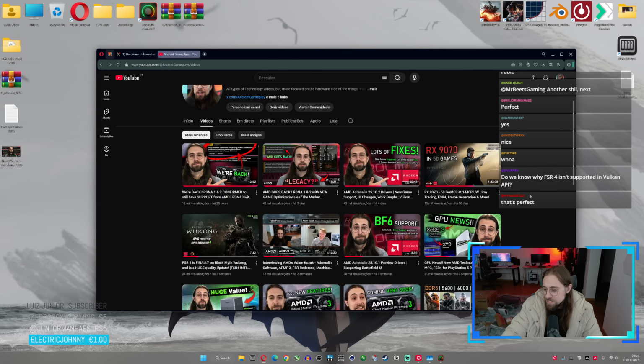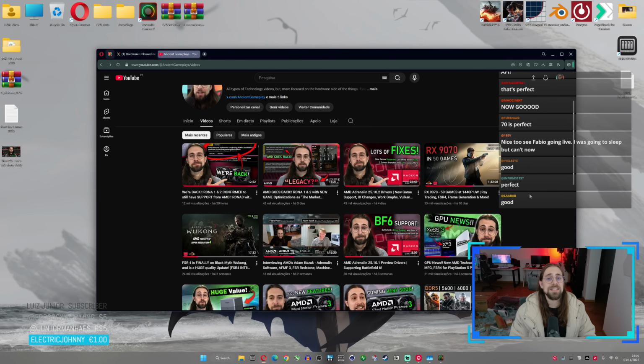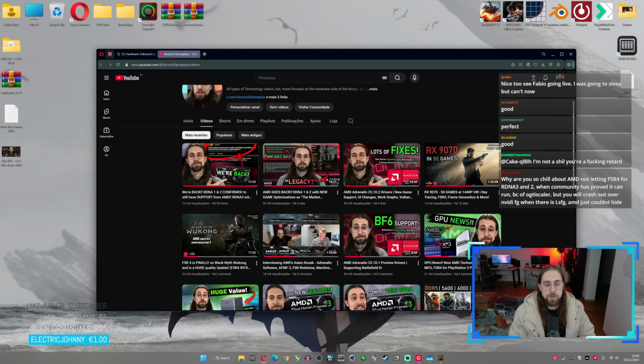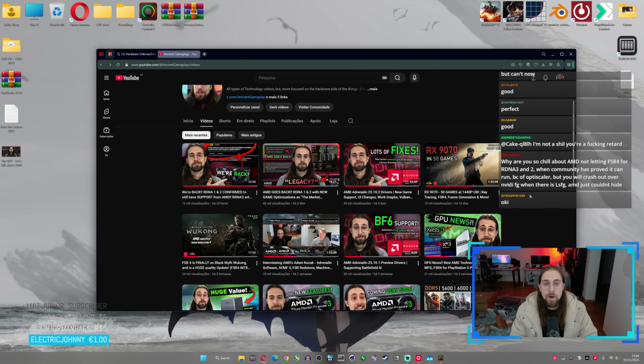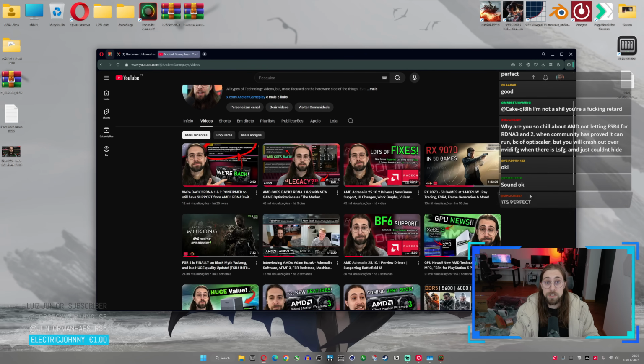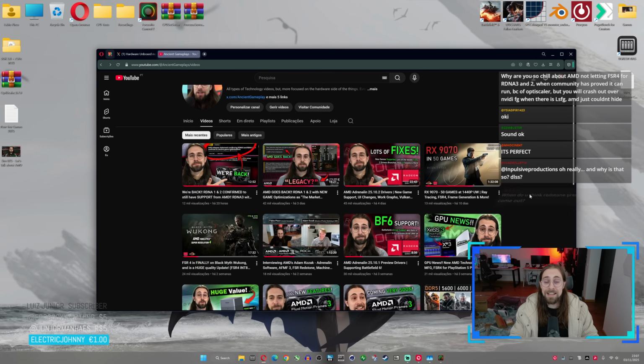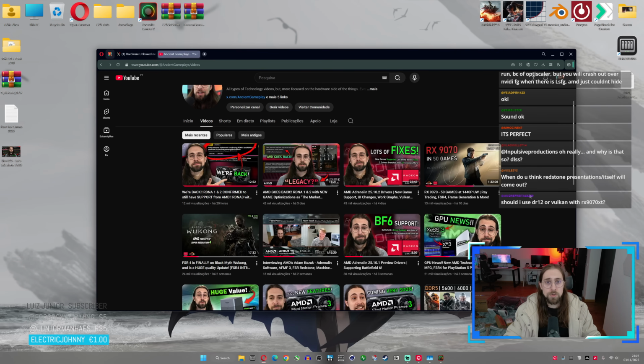Do we know why FSR 4 isn't supported in the Vulkan API? Yeah, because AMD is being slow as hell. I believe that in the next drivers maybe it will come to Vulkan, since we now have, with the 25.10.2 drivers, the Vulkan extensions for FP8. So in theory it should be coming in the next drivers or the ones after. But yeah, it's so slow. That's one of the things that annoyed me the most so far.